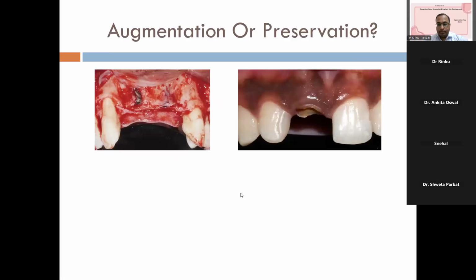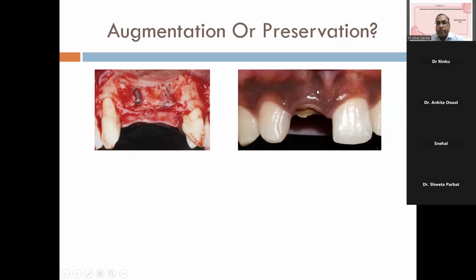So let's start with the presentation now. We have two clinical scenarios here. The one on the left side is where the patient has reported after a long history of edentulism. As you can see, two implants have been planned, and due to the ridge deficiency in width, some augmentation or regenerative approach is required in this particular case, and that is expected after a long history of edentulism.